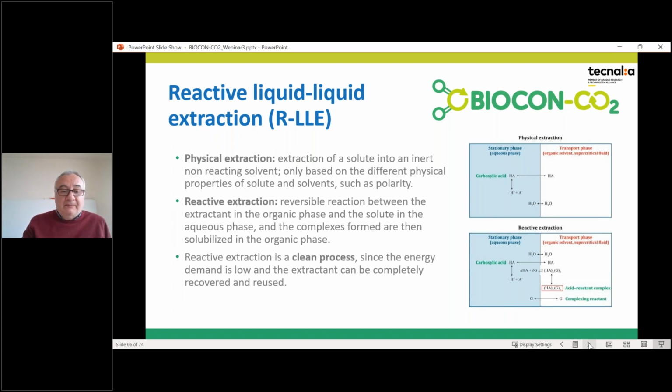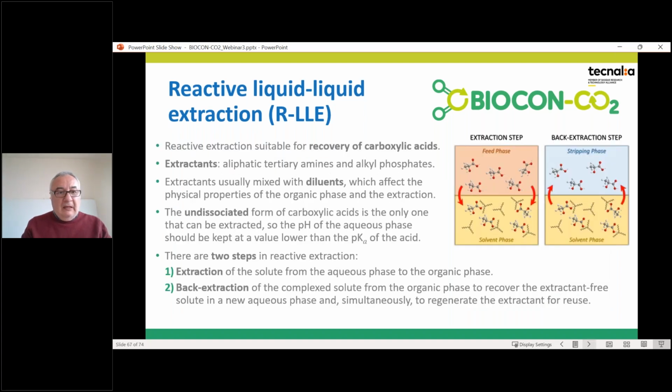Reactive extraction, in turn, involves a reversible reaction between the extractant in the organic phase and the solute in the aqueous phase, and the complexes formed are then extracted and solubilized in the organic phase. Reactive extraction is also considered a clean process, since the energy demand is low and the extractant can be completely recovered and reused. Reactive liquid-liquid extraction is very suitable for carboxylic acid recovery, where aliphatic tertiary amines and alkyl phosphates are efficient extractants.